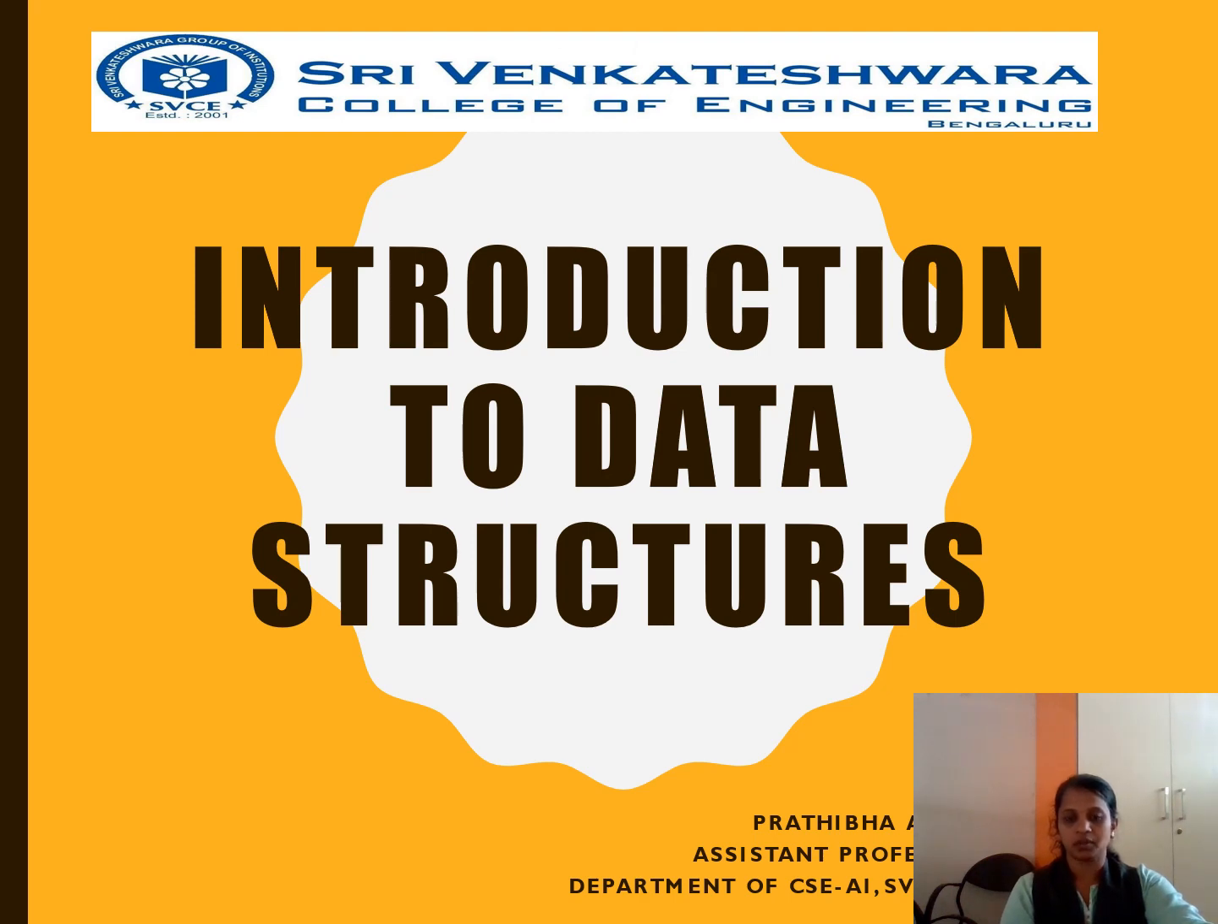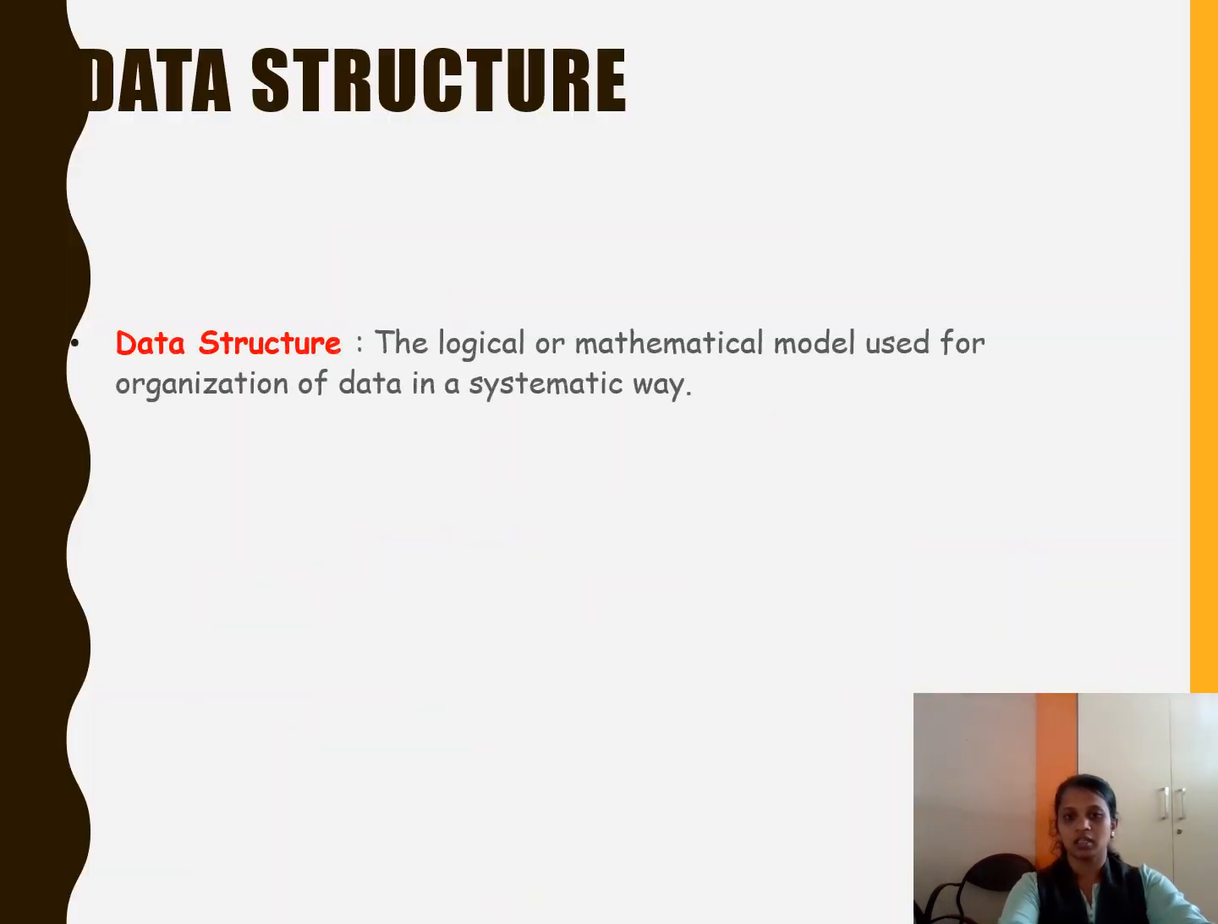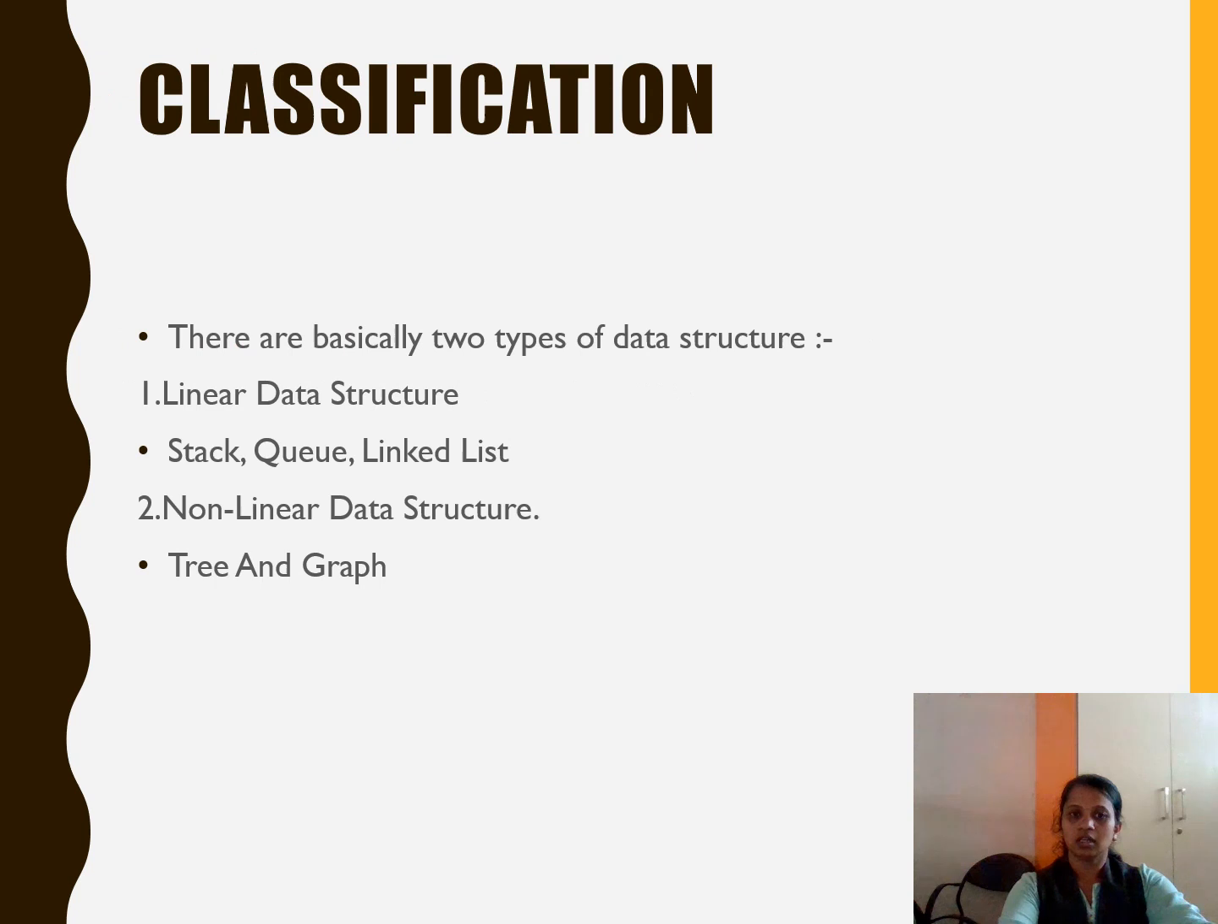Today I'll be taking a session on Introduction to Data Structure. So what do you mean by data structure? A data structure is nothing but a logical or mathematical model which is used for organization of data in a systematic way. There are basically two types of data structure: linear and non-linear. Under linear data structure, we again fall into three categories: stack, queue and linked list. In a non-linear data structure, we have trees and graphs.